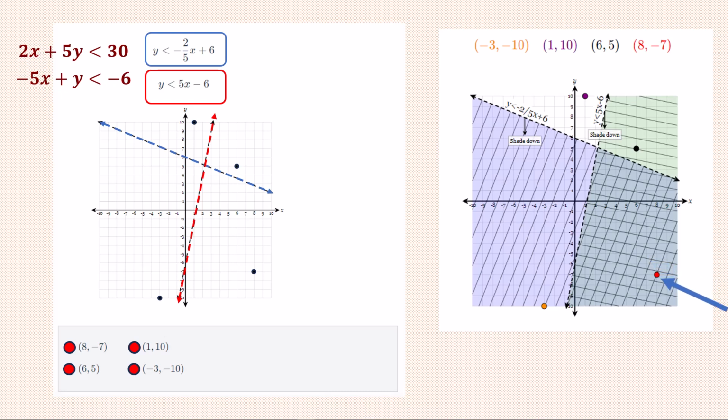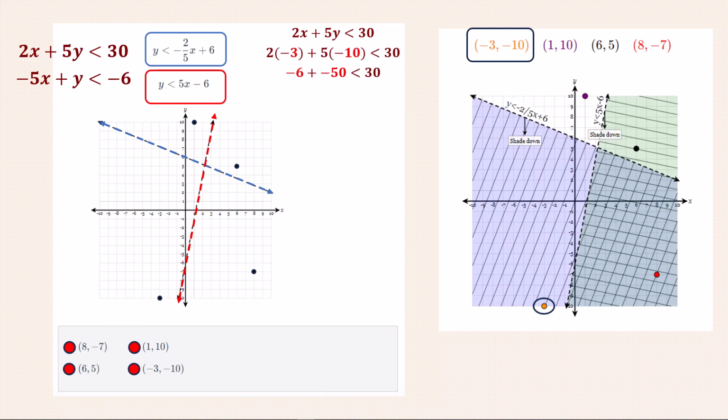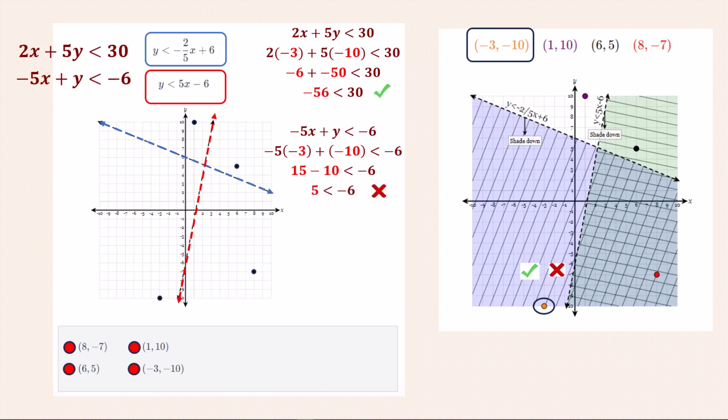Let's look first at how each point works into the two inequalities, see the results, and mathematically determine which point works. We first look at -3, -10 in the lower left area. Substitute the x and y values into each inequality. The first inequality works out to be correct, and you can see that visually, since that point lies in the shaded area for the first inequality. However, the second inequality shows a false result, indicating mathematically that it does not work, and visually it is not in the shaded area for the second inequality, and so we eliminate this point as a choice.